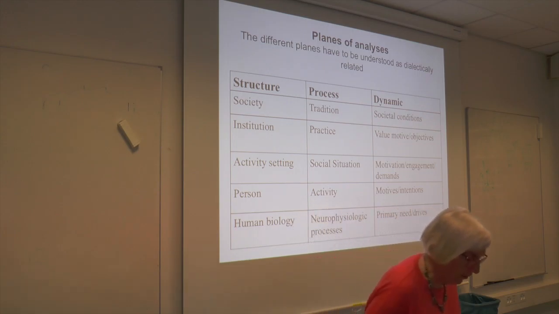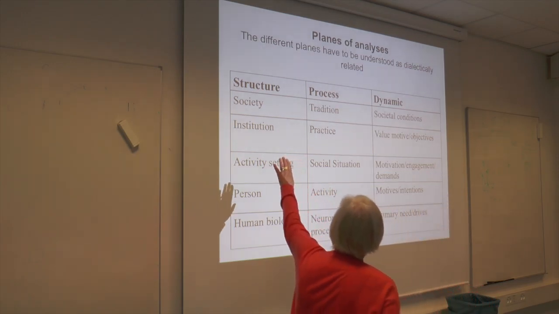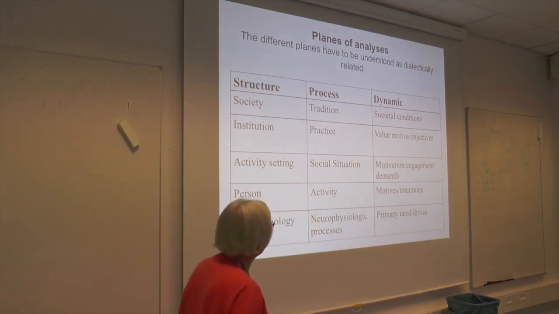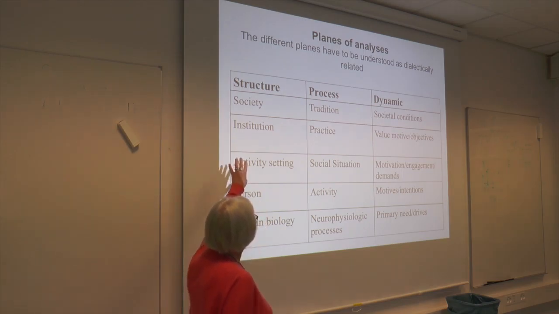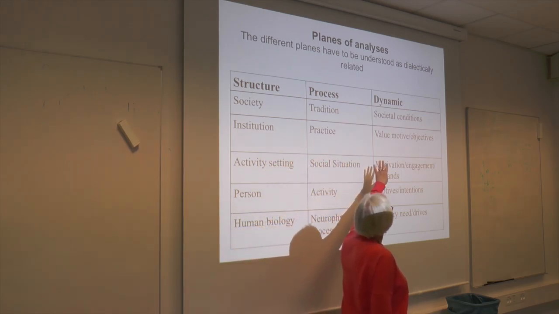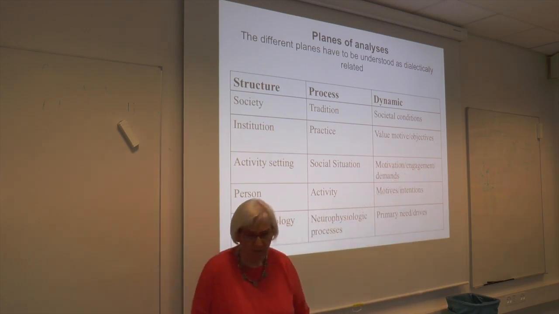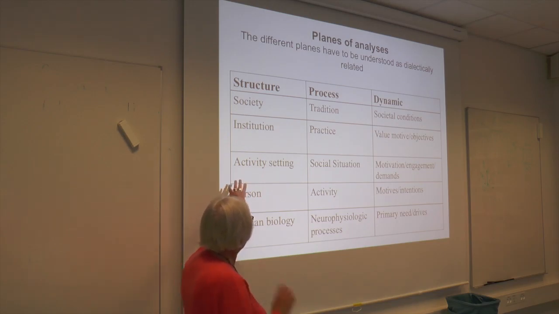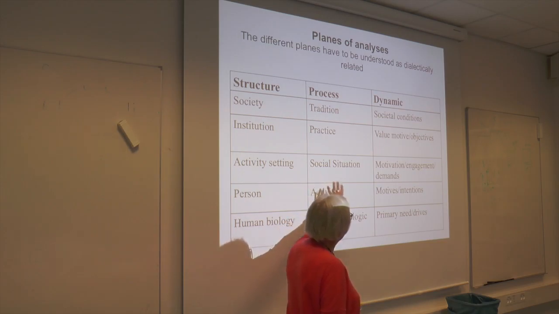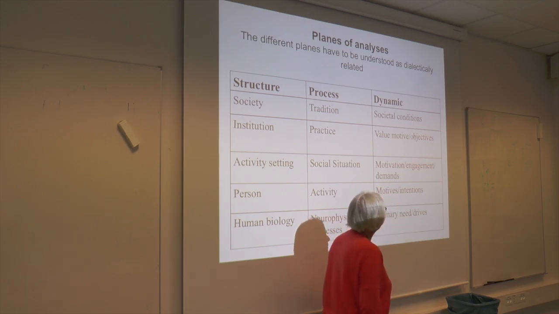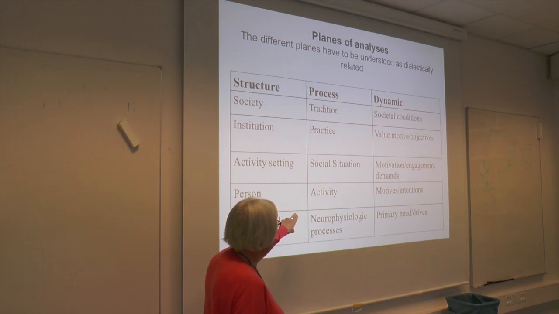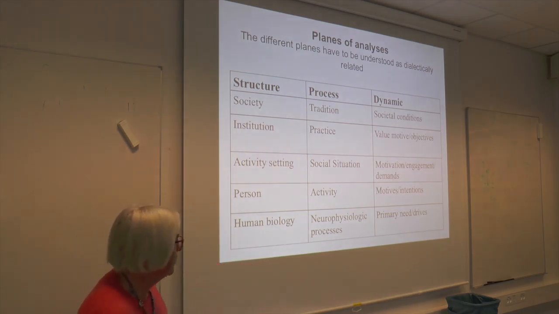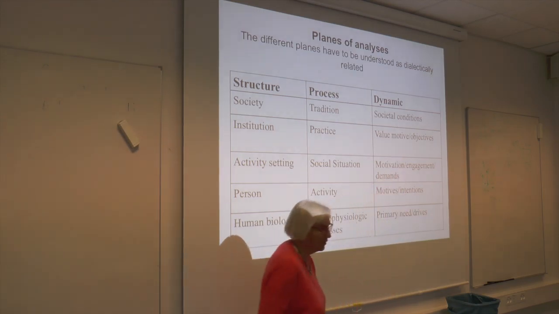So here is the dynamic in relation to the model. From society's perspective, the process is the tradition, and the dynamic is the social conditions for these traditions. From the institution's perspective, the process is the practice, and I call it value motives or objectives. What are the objectives for school, for instance? Of course, it's the motive for school, the values connected to this. Then there is activity setting. This is the process, this is the social situation, and it is motivation and demands in this. And then for the person, it is activity, motives and intention. Then you also have human biology, and it is to say this is the drive, the needs and drives, as well as the societal conditions.